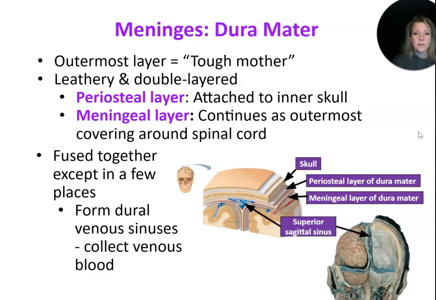All right, so this is slide 5 on your note sheet, and a couple of these things I've already mentioned, like the periosteal layer and the meningeal layer. They are going to be fused together except in a few places, and then they're going to form some spaces that are able to be filled with fluid. These spaces are called venous sinuses, and they are going to collect venous blood. And if you look at the picture that we have here, you can see that right just above the longitudinal fissure of the brain, we have what's called the superior sagittal sinus. And so that's going to be an area that's going to collect venous blood and then return it to general circulation in the body.